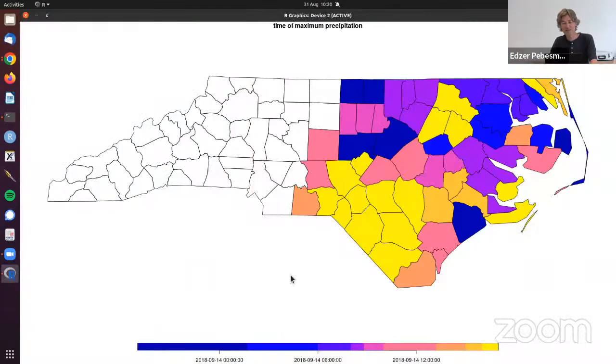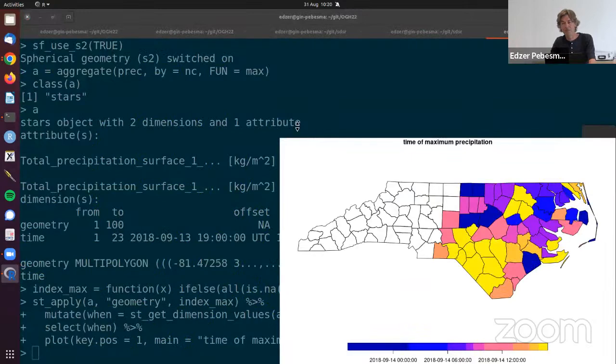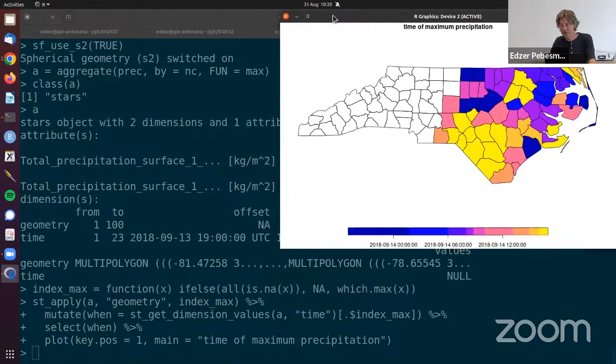But what it does is give me a spatial image, a single map where the attribute that I'm looking at is time. It has time as the attribute, the time of the maximum, and you can see that the yellow ones are the latest, so these inland counties have the later maximum precipitation values. So you can do these things.